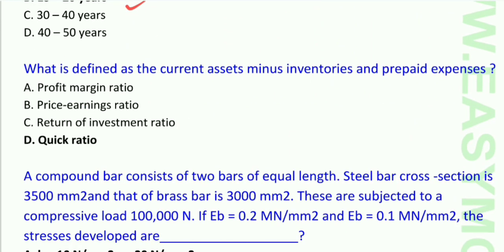What is defined as current assets minus inventories and prepaid expenses? D, quick ratio.